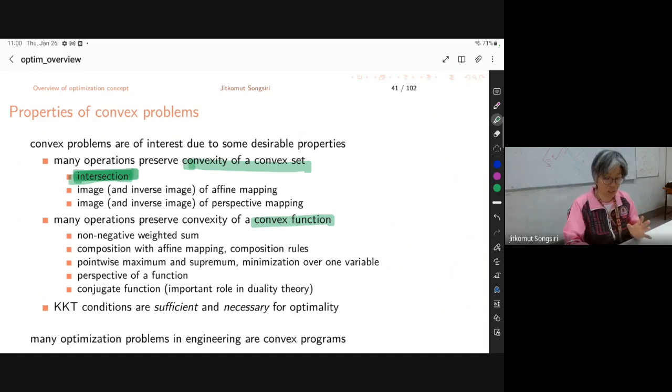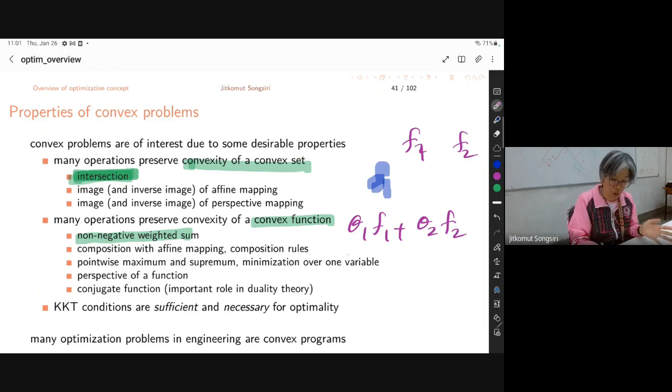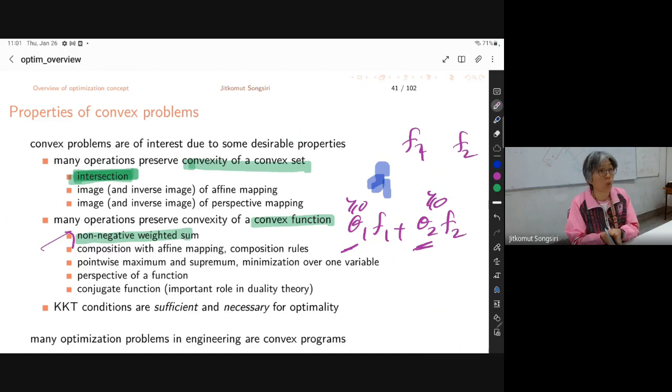Now for the preservation of convexity of a function. First one: if you have two functions f1 and f2, both convex, and you take a weighted combination of the two functions, and those weights are non-negative, then the non-negative weighted sum is also a convex function. The claim is easy to see because we can check from the second order derivative.